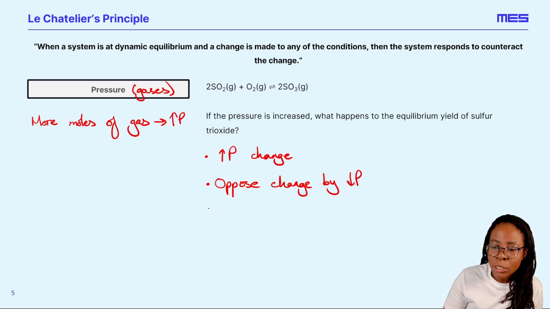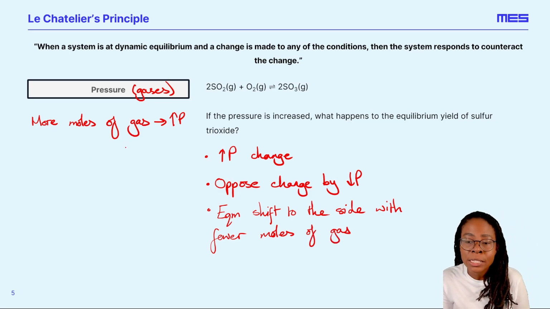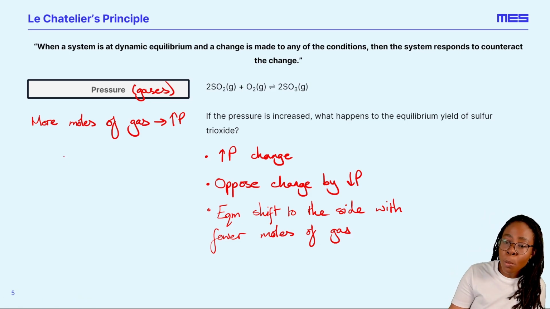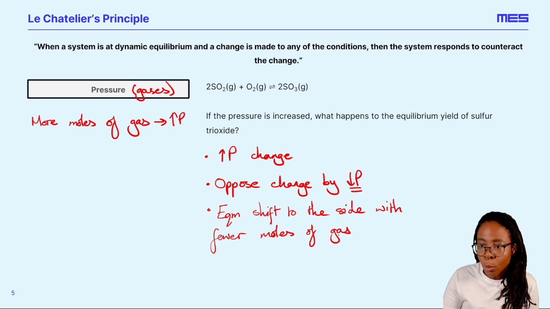How are we going to decrease the pressure? Well, the equilibrium is going to have to shift to the side of the reaction with fewer moles of gas. Because as established at the beginning, the more moles of gas there are, the higher the pressure. So the fewer moles of gas there are, the lower the pressure. So if we're trying to decrease the pressure, we're going to have to shift to the side with fewer moles of gas. Which side has got fewer moles of gas?